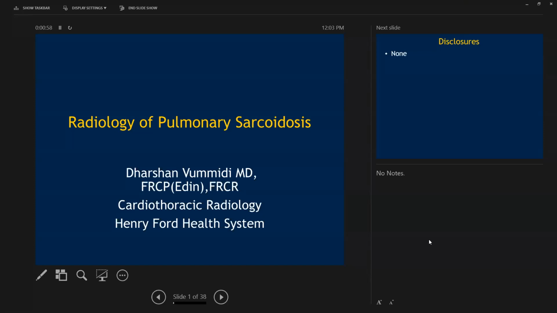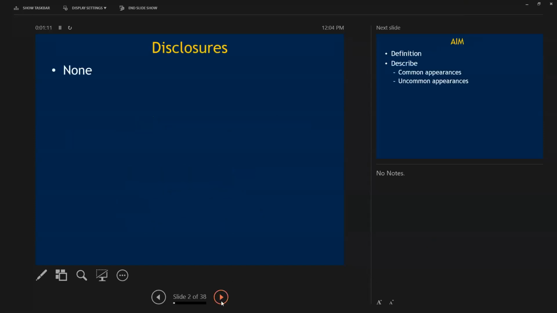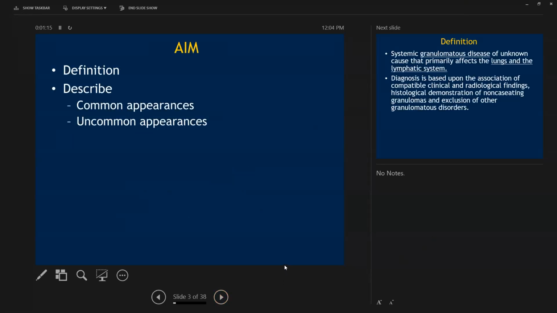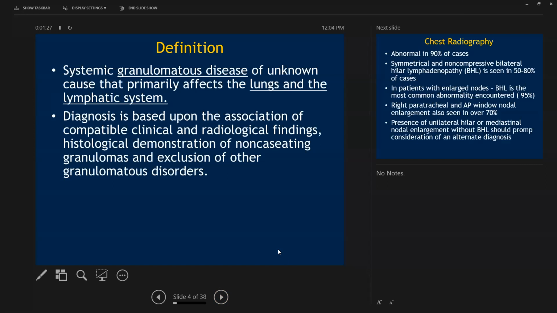Okay, good afternoon, everybody. Thank you to the Pulmonology Department and Dr. Bradley for inviting me to speak on the imaging of pulmonary sarcoidosis. I have no relevant disclosures, and my aim is to broadly talk about the definition and, more importantly, describe the radiological abnormalities that we see as radiologists. So without further delay, I'm just going to start off.